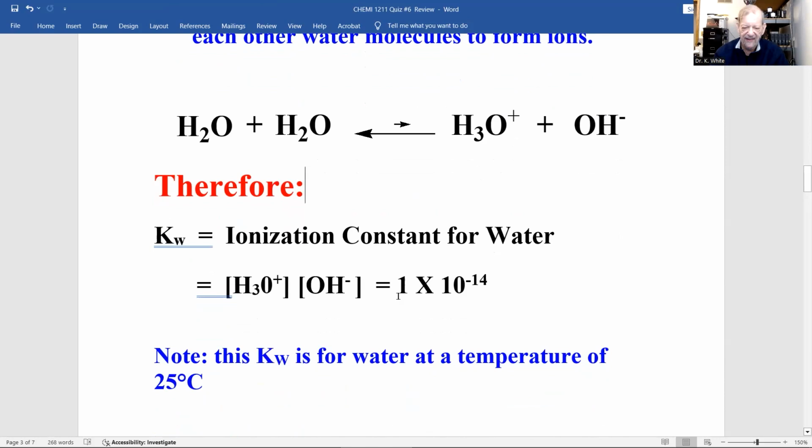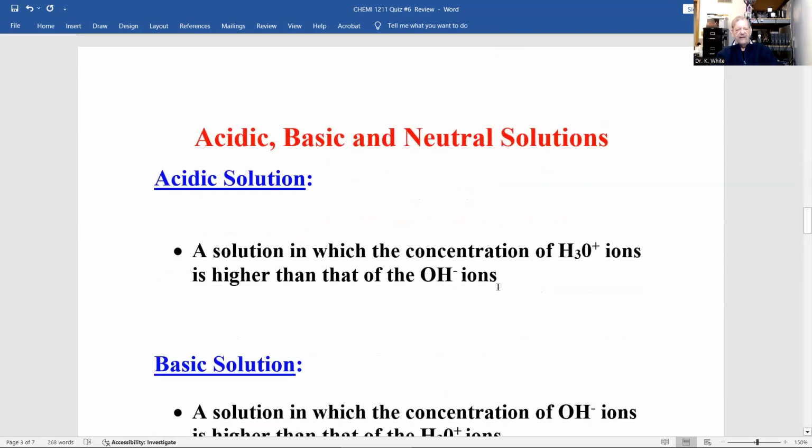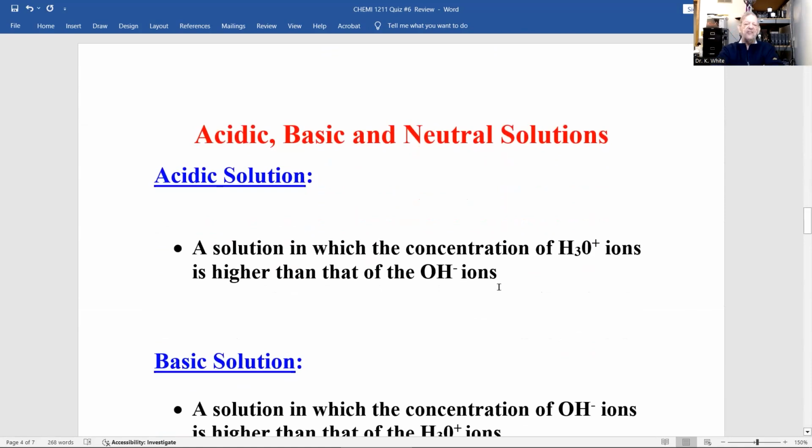And you should know, at room temperature, which is what we'll do in this class, the concentration of the hydronium ion H3O plus times the concentration of hydroxide OH minus is 1.0 times 10 to the minus 14. Now I'll give you that as important information on quiz number 6. Now, when we talk about acids, bases, and neutral solutions, most of the time we're talking about something in water. Not always, but most of the time in your life, it will be.